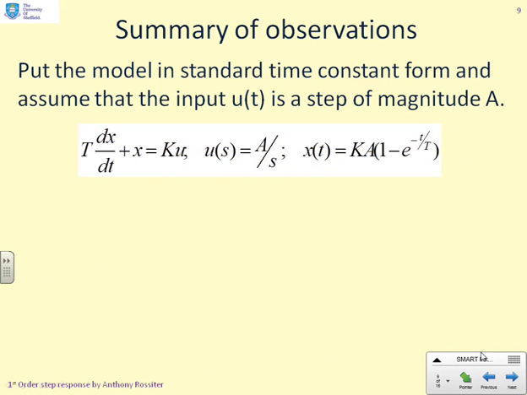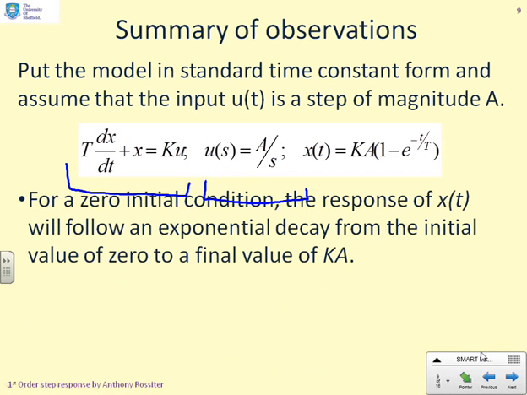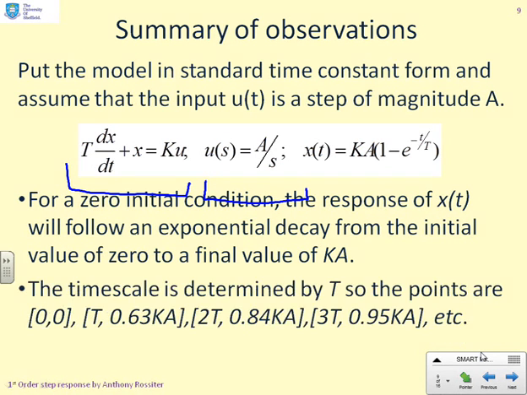So, summary of observations. If you put the model in a standard time constant form and assume that the input u of t is a step of magnitude A, so there we go, there's my time constant form, and there's my input, then what you will get is that x of t equals K A times 1 minus e to the minus t over T. So this tells you that the response follows an exponential decay from the initial value of 0 to the final value of KA, and it tells you that the timescale is determined by T, so the points are 0, 0; T, 0.63 KA; 2T, 0.84 KA; 3T, 0.95 KA.